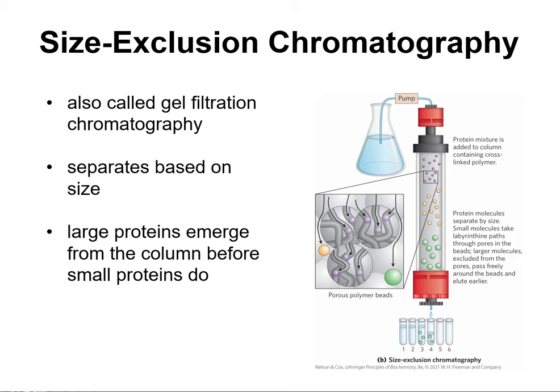But the smaller proteins are small enough to interact with the matrix, and so they're interacting with the components of your solid phase, and it takes them time to travel through. So the smaller the protein is, the longer it takes to travel. Large proteins elute first, and then smaller, smaller, smaller.